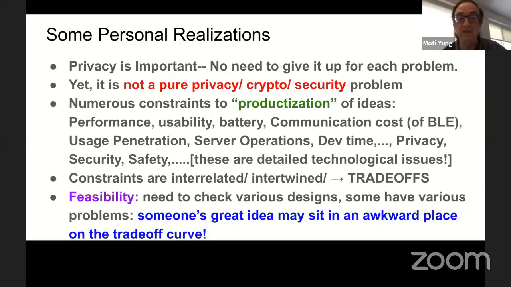It's much more, and I think Carmela spoke about it and others. On the other hand, from an industry point of view, there are numerous constraints to productization of ideas and fast productization of ideas. You have whatever your platforms are, you have performance problems, you have usability problems. If users are not going to use it, it's not going to be effective. You have battery.